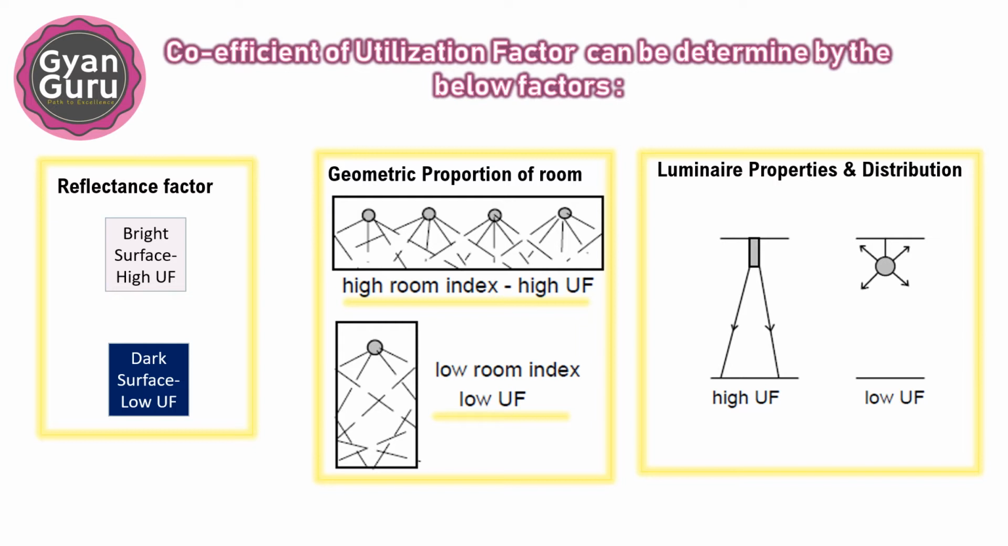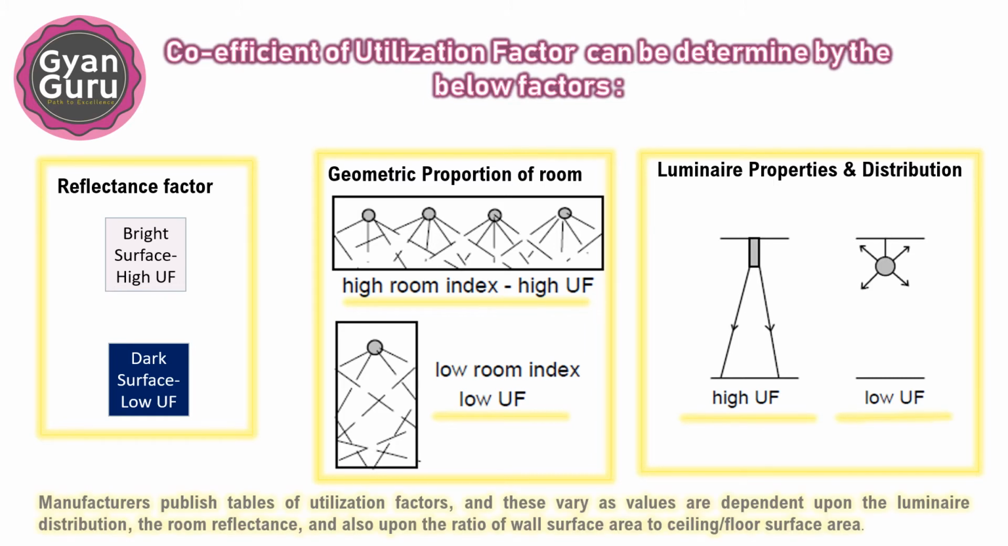If the luminaire has direct distribution, it will have a higher utilization factor as most of the luminous intensity will fall on the desired work plane. If the luminaire has diffuse distribution, it will have a poor utilization factor as most of the luminous intensity is not falling on the desired work plane. Manufacturers publish tables of utilization factors, and these values depend upon the luminaire distribution and the room reflectance. In addition, it also depends upon the ratio of wall surface area to ceiling and floor surface area.